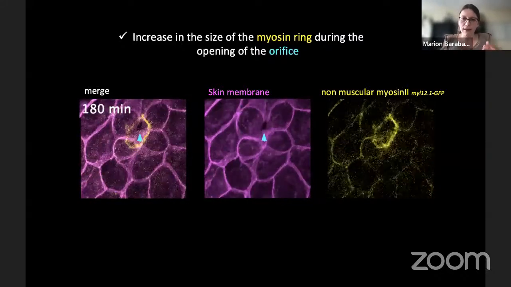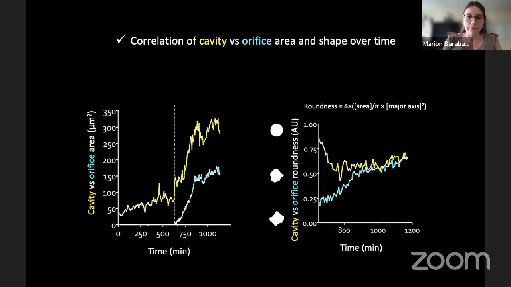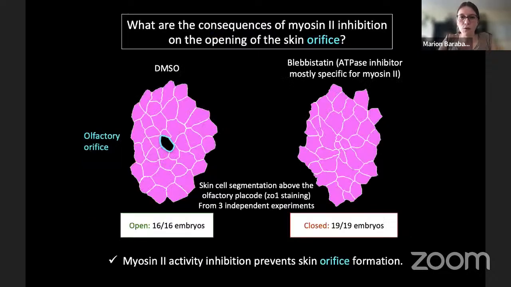So we then want to address the importance of myosin activity in this context. Basically, about those movies, we quantified the increase in the size of the myosin ring during the opening of the orifice. And we also found that there is a correlation between those two structures, the cavity and the orifice, over time. So all those data about myosin activity lead us to suggest that myosin is really important for the formation of the orifices. So we now want to inhibit the myosin activity and see the consequences on the orifice formation.